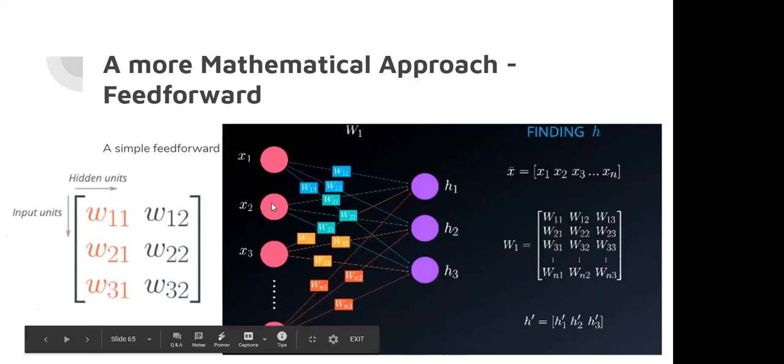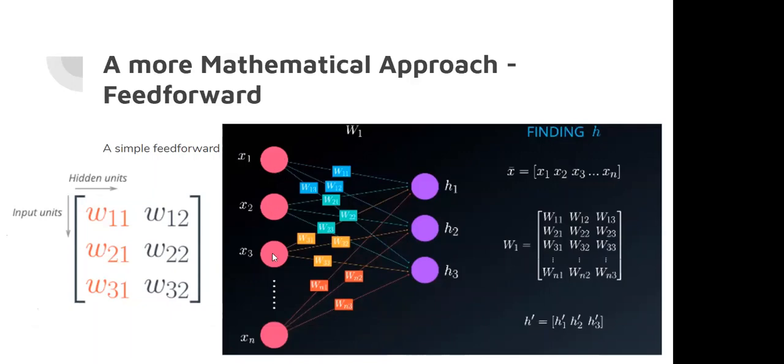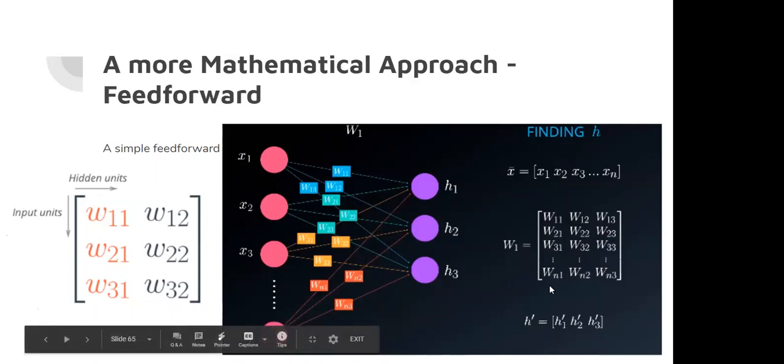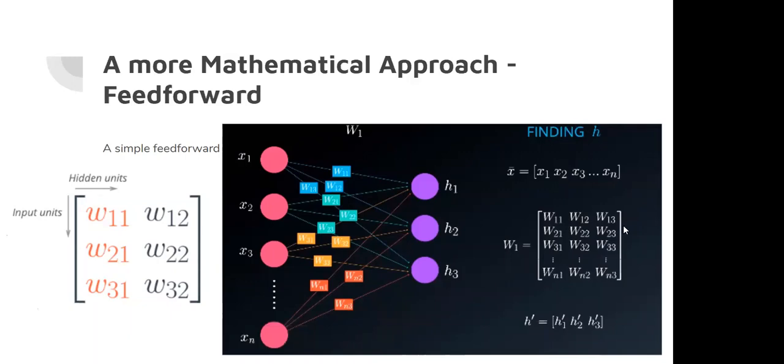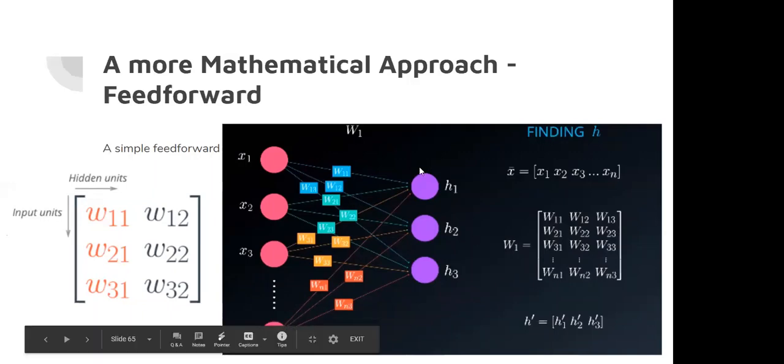The number of rows is the number of nodes from where the weights are originating. And the number of columns is equal to the number of nodes in the output layer. In this case, for simplicity, our output layer has H1, H2, and H3. So this is for H1, this is for H2, and this is for H3.